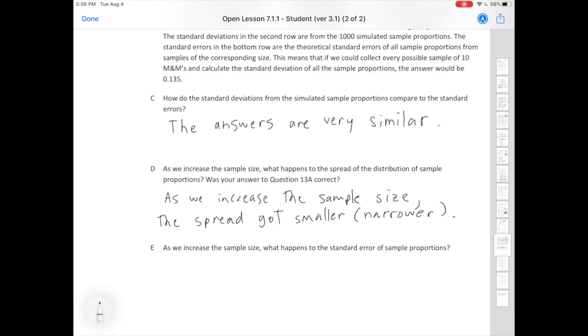Was your answer to question 13A correct? Yes. 13A was correct.